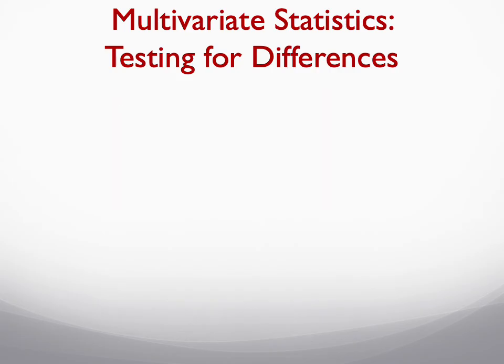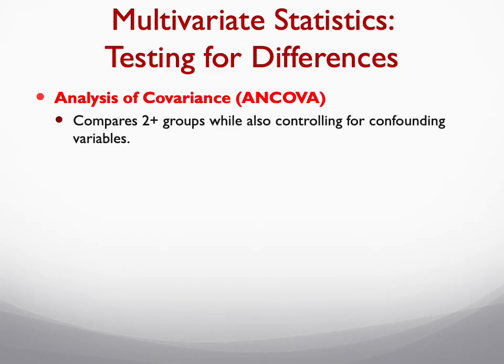The analysis that's going to test for differences and allow us to address the limitations of the t-test is called an analysis of covariance, or ANCOVA for short. This analysis is going to compare 2 or more groups at a time while also controlling for confounding variables.